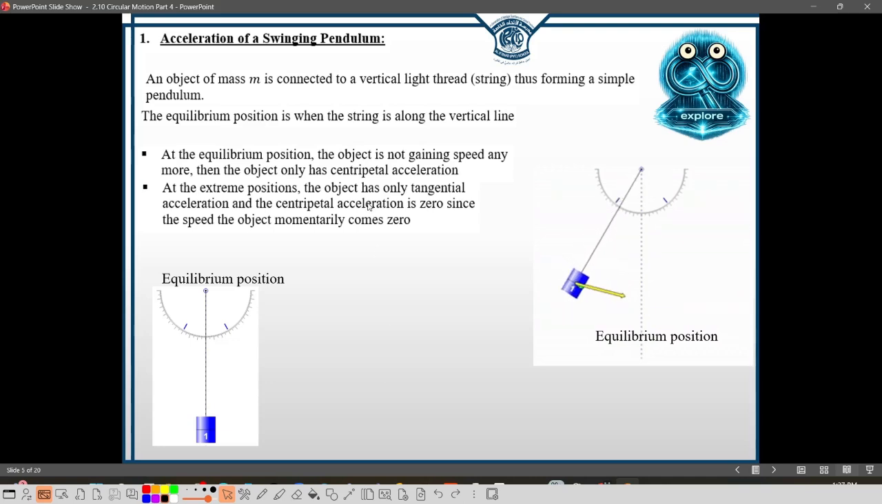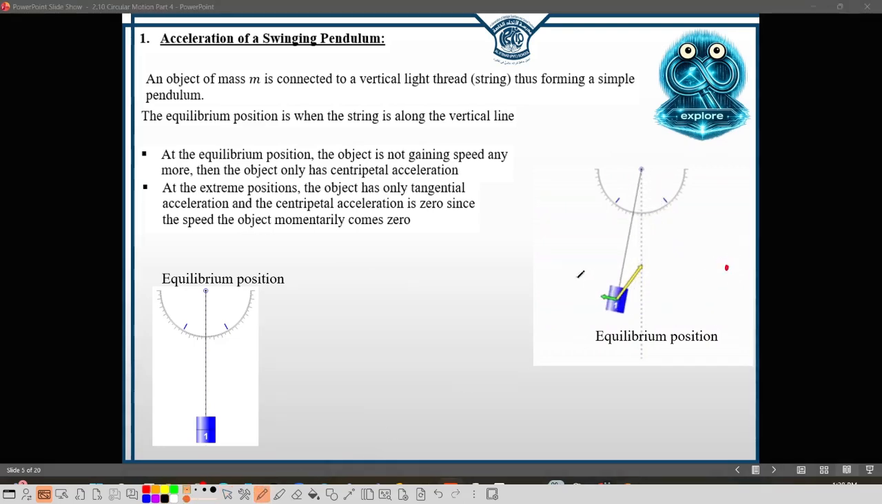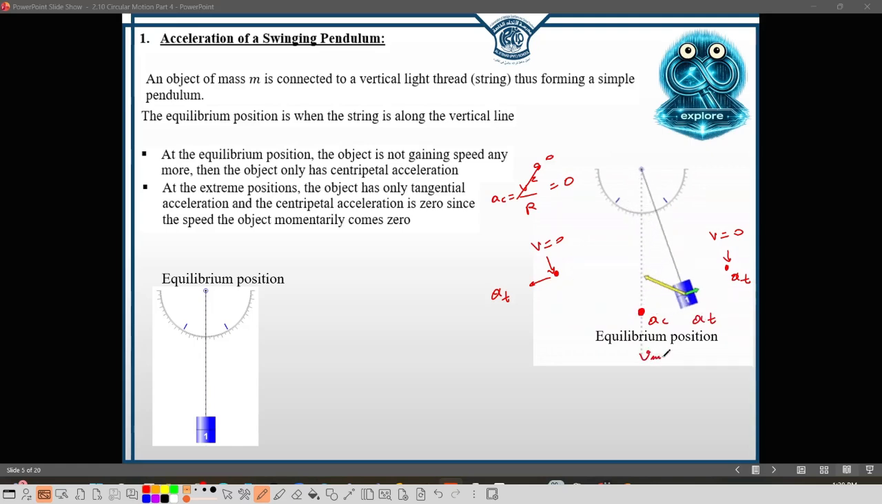At the extreme position, the object has only tangential acceleration. This is because at the maximum position, and I mean by the maximum position the extreme points here and here, the object will stop momentarily. So at these two locations, the speed becomes zero. If we apply the formula AC is equal to V squared over R, since V is zero, the centripetal acceleration becomes zero. However, here we have acceleration, and this type of acceleration is tangential acceleration. So at the equilibrium, we have only AC, and there is no AT because we have achieved the maximum velocity.